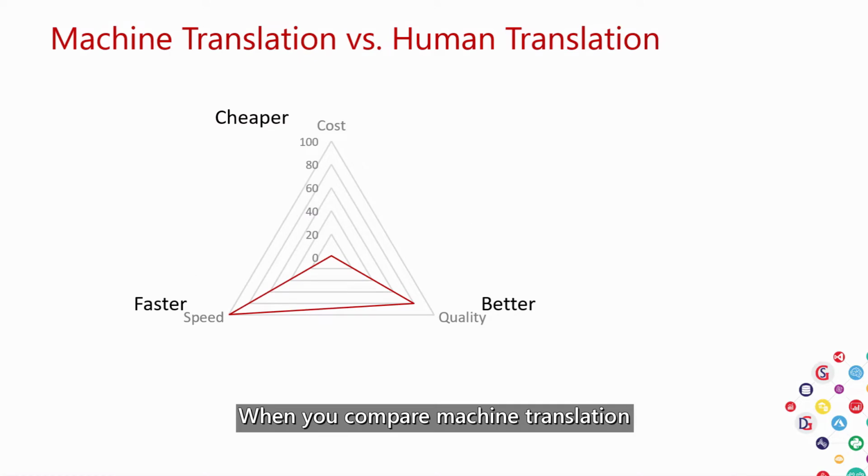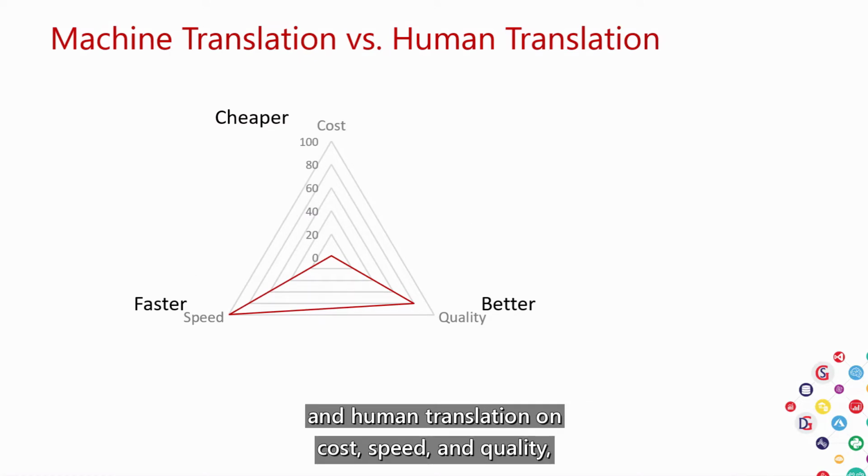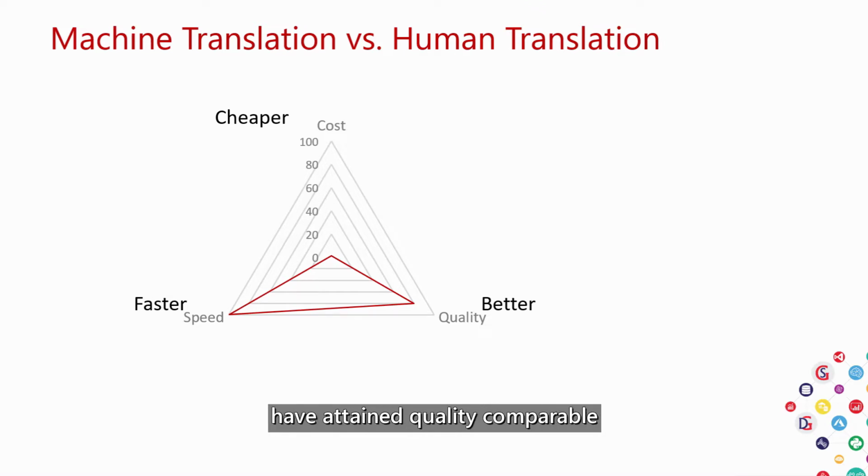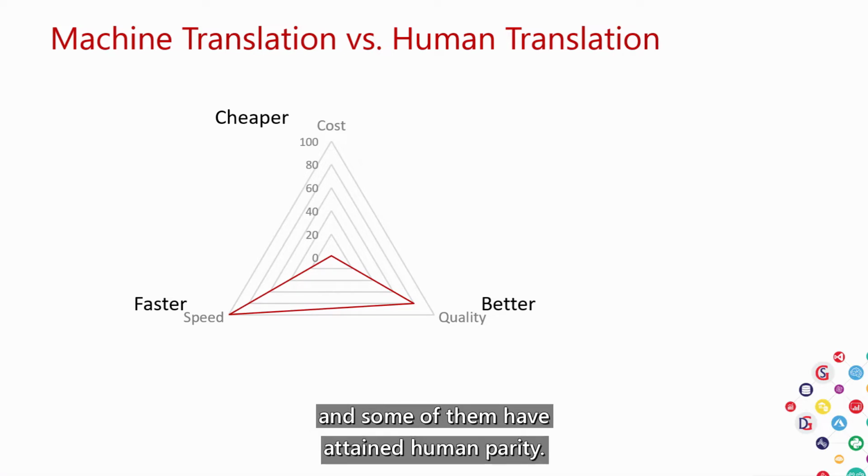When you compare machine translation and human translation on cost, speed, and quality, you could say machine translation is faster and cheaper by a factor of 1,000 in comparison to the human translation. On the quality front, already several of the languages have attained quality comparable to the human translation, and some of them have attained human parity. This provides confidence to directly present the results of machine translation for further consumption either by humans or a downstream process.